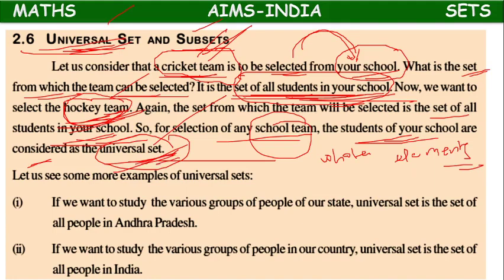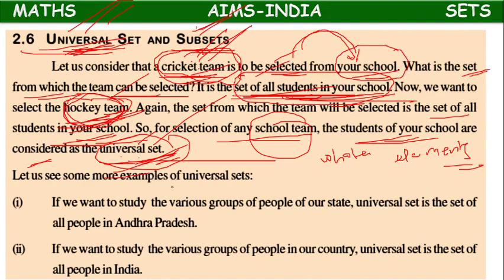So here the number of students in your school will be the universal set, whereas the cricket team is a part of the universal set. It is called a subset. The hockey team also is a part of that universal set, so it can also be called a subset. So universal set means consisting of whole elements, all the elements. A subset means, from the whole elements, according to the required condition, some elements we consider for the subset.